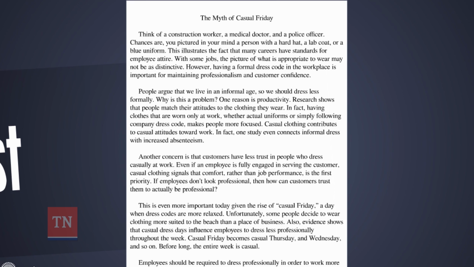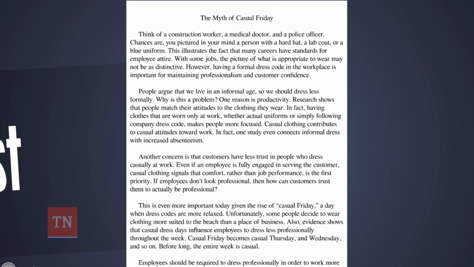Think of a construction worker, a medical doctor, and a police officer. Chances are you pictured in your mind a person with a hard hat, a lab coat, or a blue uniform. This illustrates the fact that many careers have standards for employee attire. With some jobs, the picture of what is appropriate to wear may not be as distinctive. However, having a formal dress code in the workplace is important for maintaining professionalism and customer confidence. People argue that we live in an informal age, so we should dress less formally. Why is this a problem? One reason is productivity.